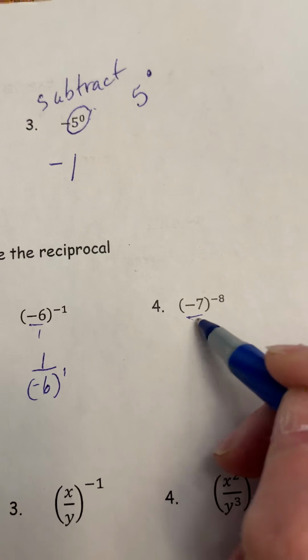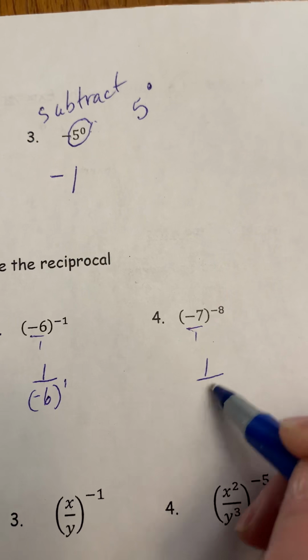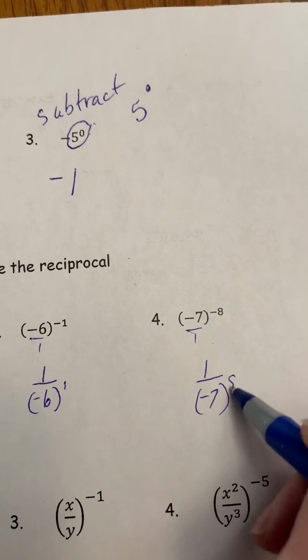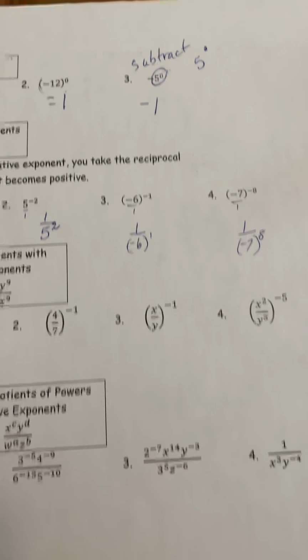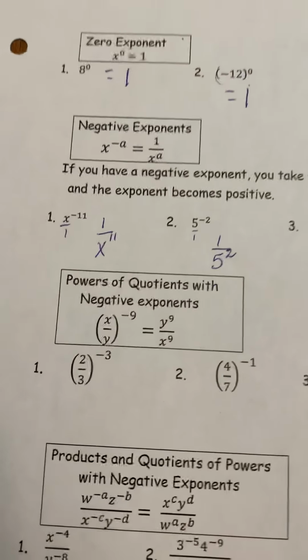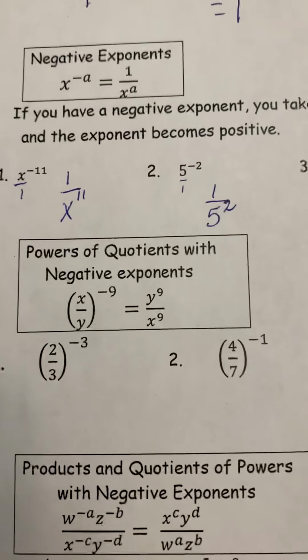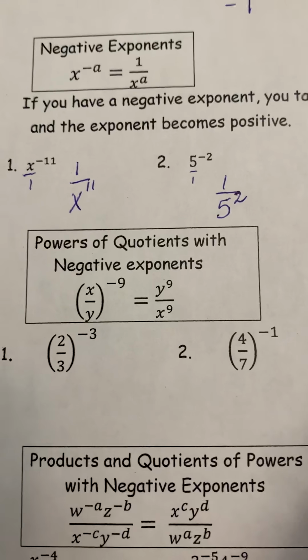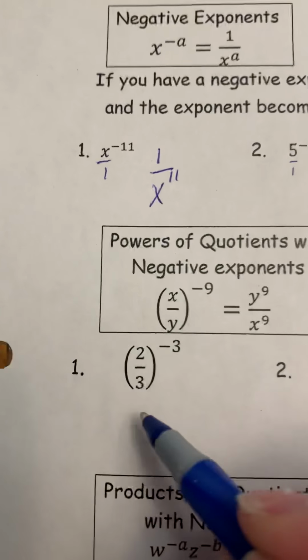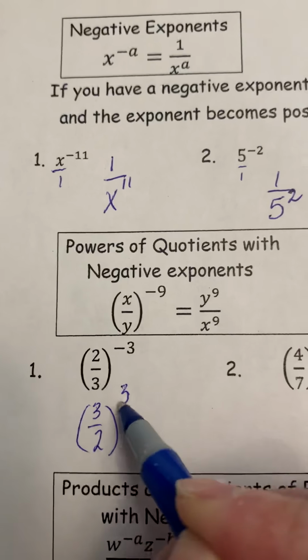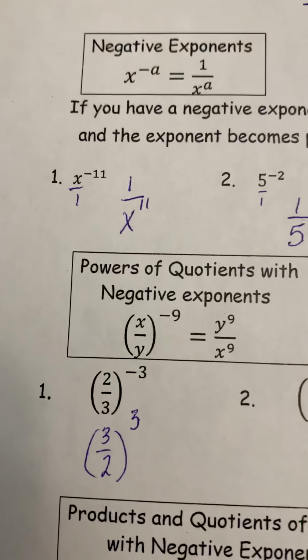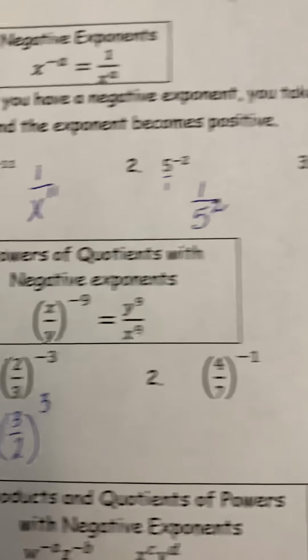And then here, sitting over invisible 1, we're going to get 1 over negative 7 in brackets, and then the exponent just becomes positive. So that should have been a quick little review. Okay, so now we're going to move here. Powers of quotients means we have a division question with a negative exponent. So here what we're going to do is we're just going to write the reciprocal of the base, and then the exponent becomes positive. Not asking you to solve these, just showing you what you do to get started.